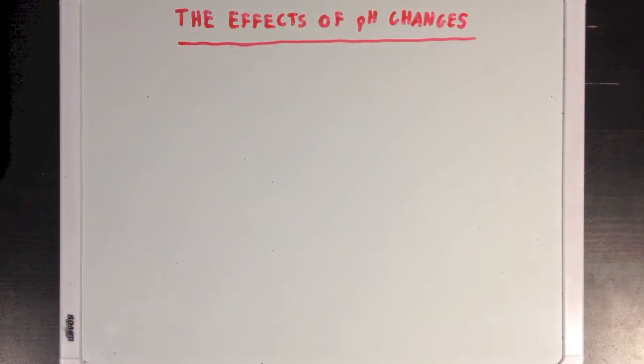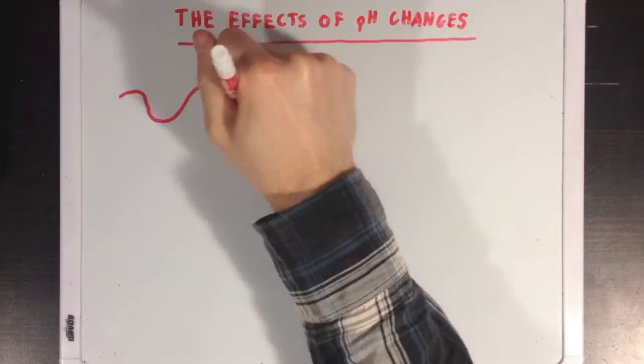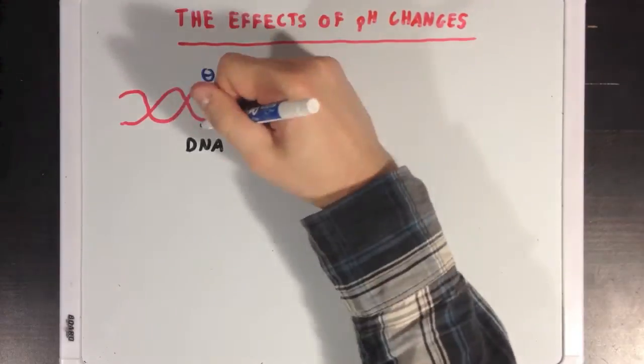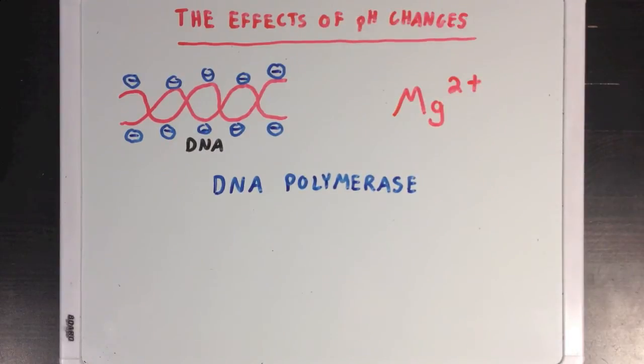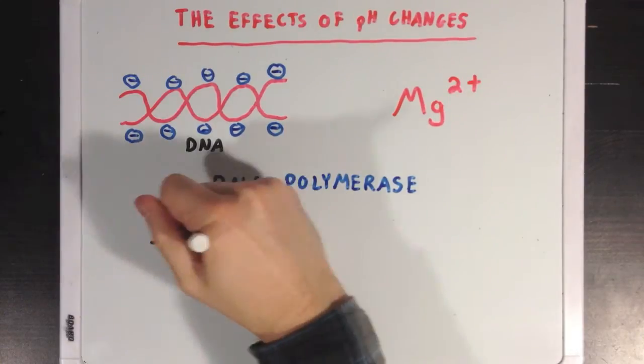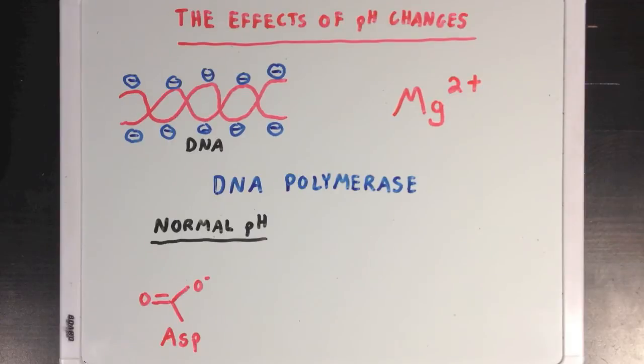Well, let's first look at the effects of changing the pH of an enzyme's environment and jump right in with an example. So remember that DNA is a very negatively charged molecule because of all the negatively charged phosphate groups that you'd find on DNA. And in order for the enzyme DNA polymerase to help out with DNA replication, it binds a magnesium ion cofactor, which it uses to stabilize all the negative charge on DNA. Now, under normal pH conditions, the DNA polymerase will hold on to that magnesium ion through an electrostatic interaction between the magnesium and one of its aspartate residues, which would be deprotonated and thus negatively charged at neutral pH values.